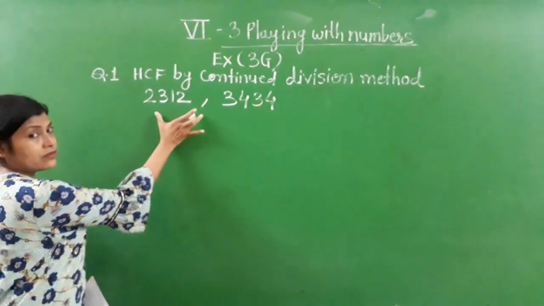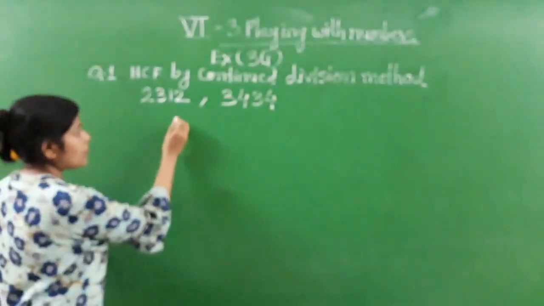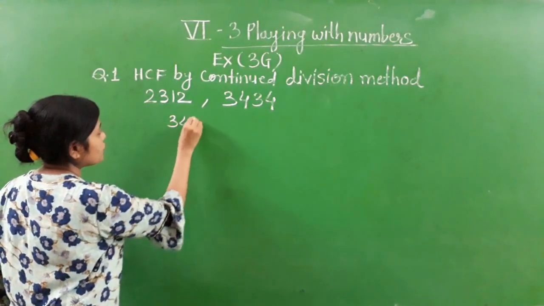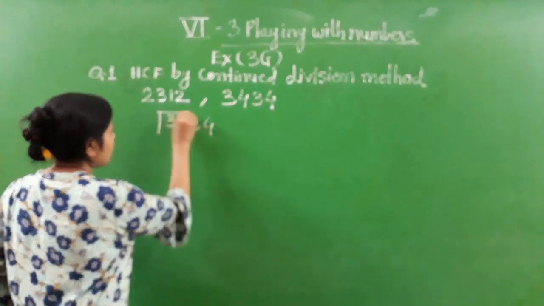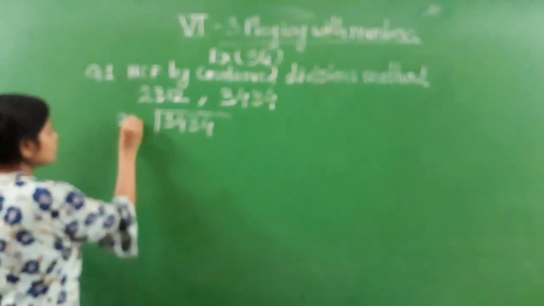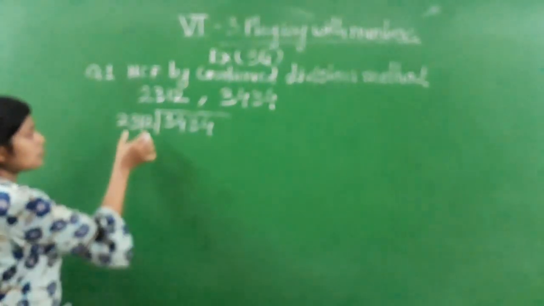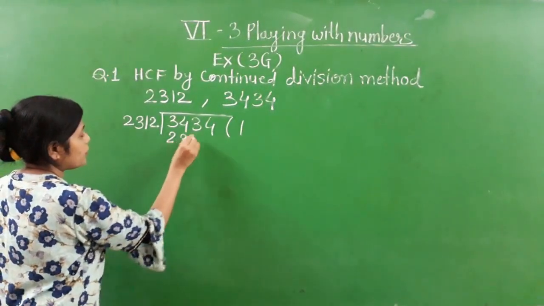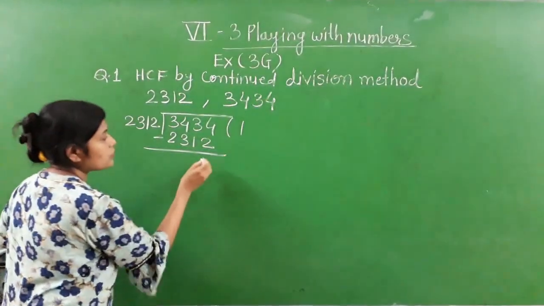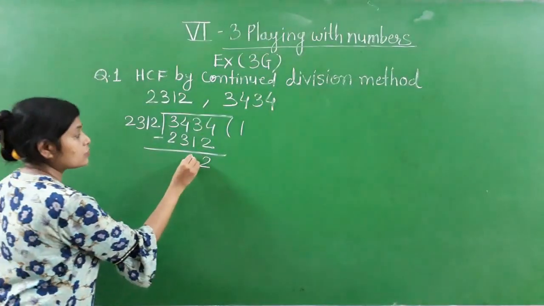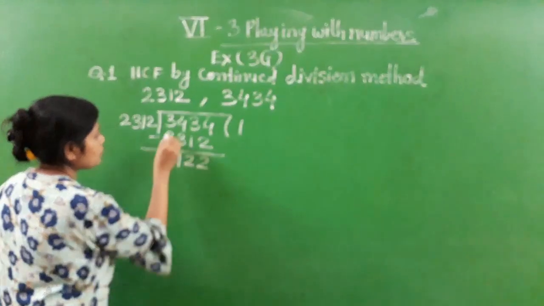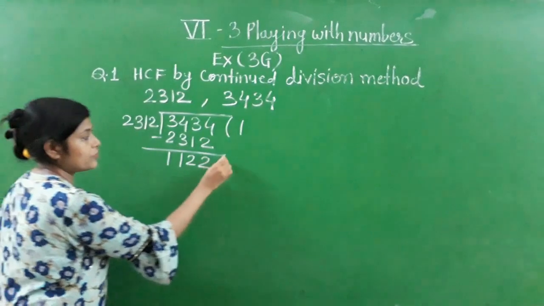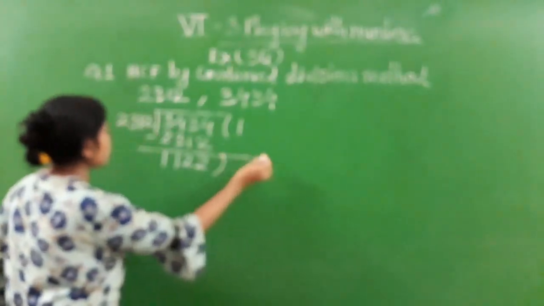Here is one sum given. We will apply the continued division method. So we will write here 3434 divided by 2312. We will take 1's. So here we will get 2312. Then subtract it. It will give 1122. Now this becomes your divisor and this becomes your dividend. So write it in the dividend's place.